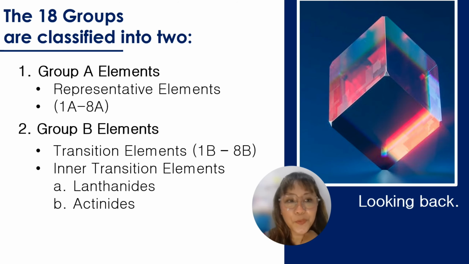The 18 groups of the elements in the periodic table are classified into Group A elements, known as representative elements, numbered from 1A to 8A, and the Group B elements, known as transition elements, numbered from 1B to 8B. It has a subgroup called the inner transition elements, composed of the lanthanides and the actinides.